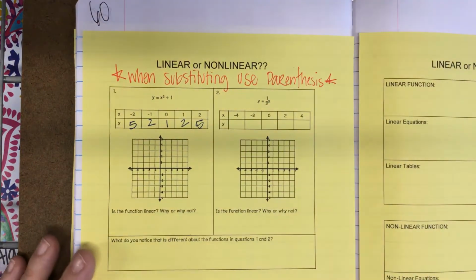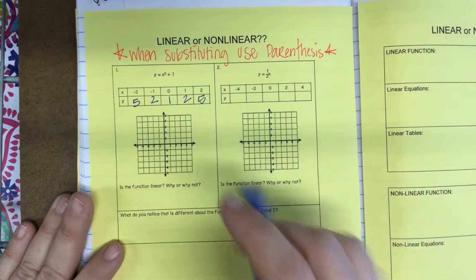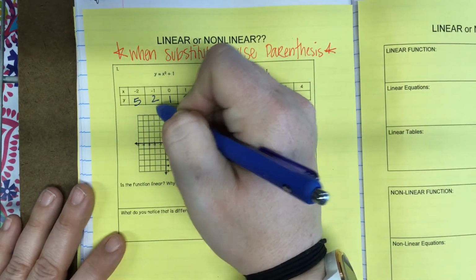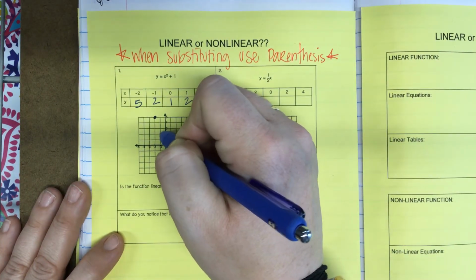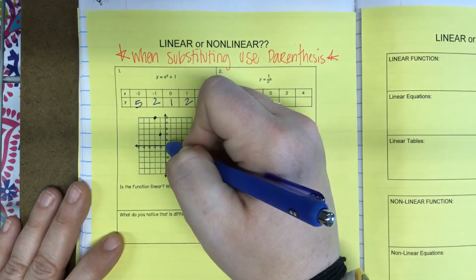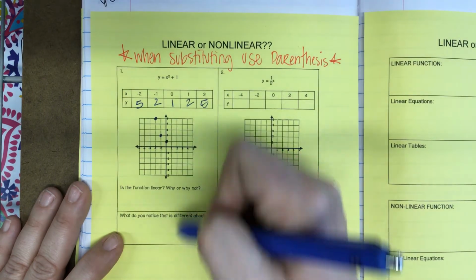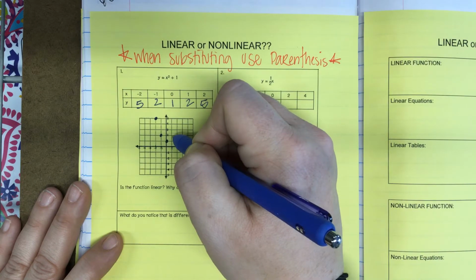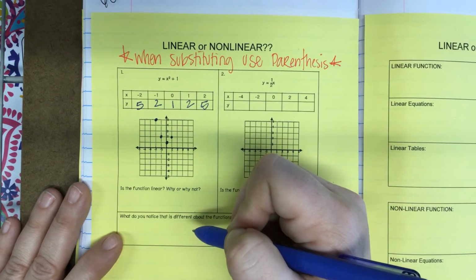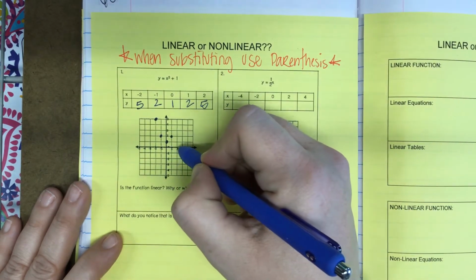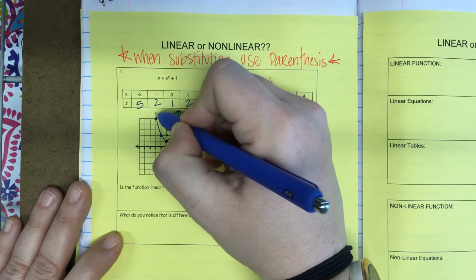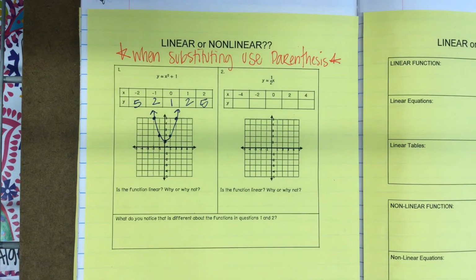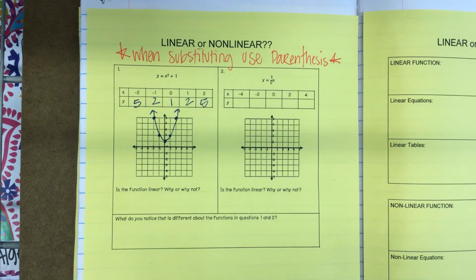Let's see if it makes a line or not a line. So -2, 5. -1, 2. 0, 1. 1, 2. And 2, 5. So this is the graph. That's a U. It's called a parabola.